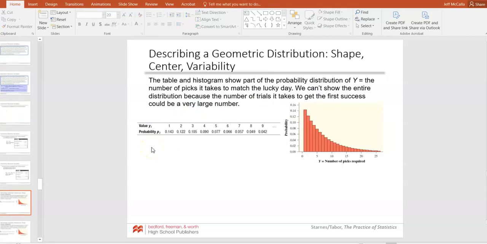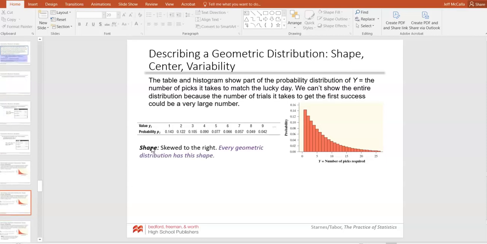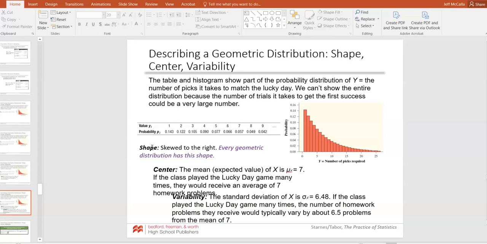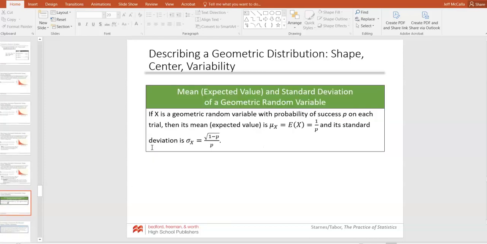Okay. This one. So describing the geometric distribution, shape, center, and variability. So if it's geometric, what's the formula going to be? So if it's skewed to the right, center, expected mean, expected value is around 7 there. It looks like that might be about the mean. So how do you get that? How do you calculate that? Variability is that. I don't think they've done the formula. Here it is. Here's how you get those things. So you need the formulas to calculate that.